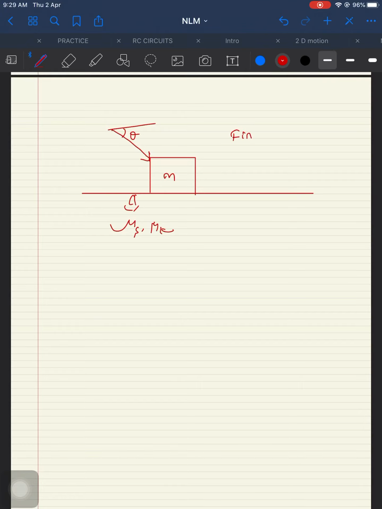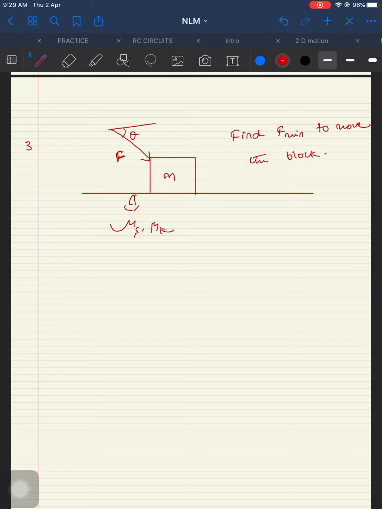So we are going to continue the next part of discussion, NLM only, some basic problems. Now the question here is, there is a block on a surface. The force is applied on this like this, with an angle theta. There is a friction here, mu. Static friction is mu s, kinetic friction is mu k, and the mass is m. Now find, say this is F, the minimum force to move the block.